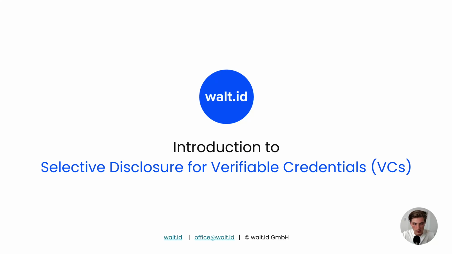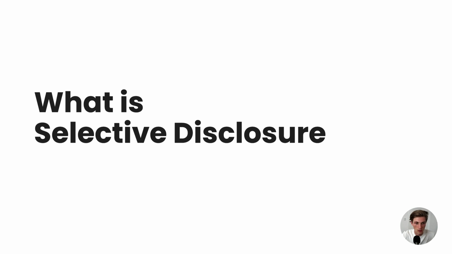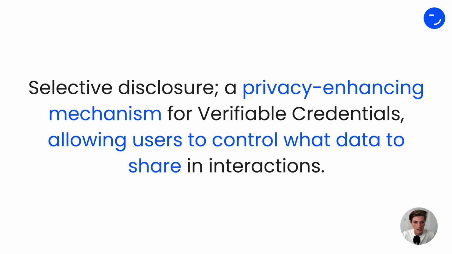Today we have a look at selective disclosure for verifiable credentials. So what is selective disclosure? Selective disclosure is a privacy-enhancing mechanism for verifiable credentials, allowing users to control what data to share in interactions.